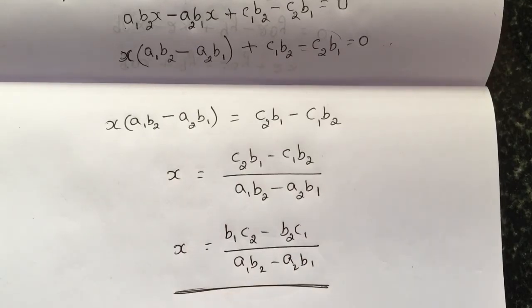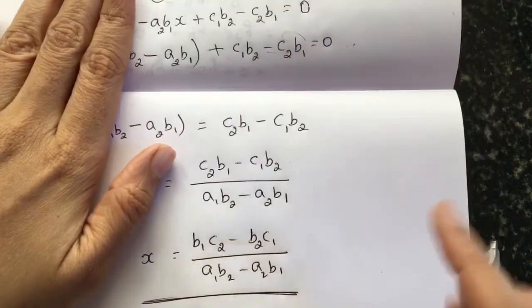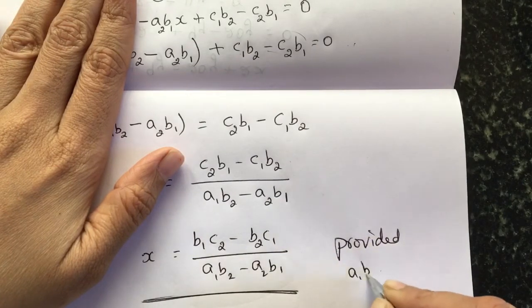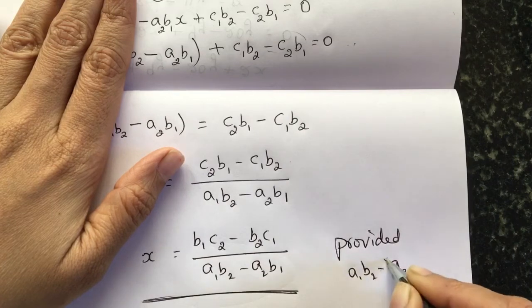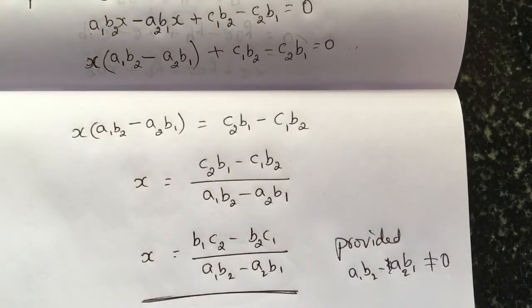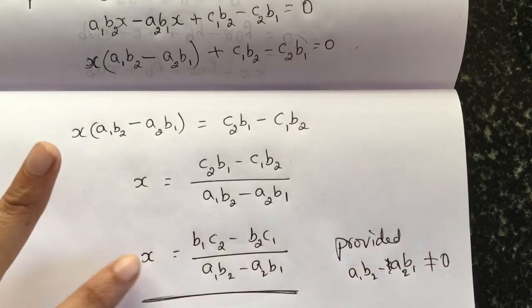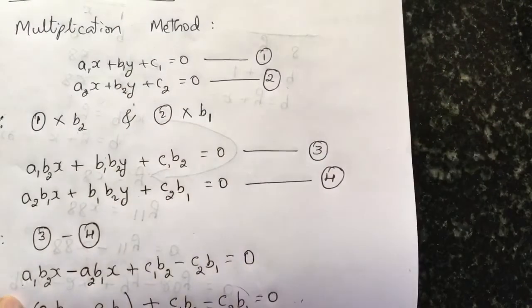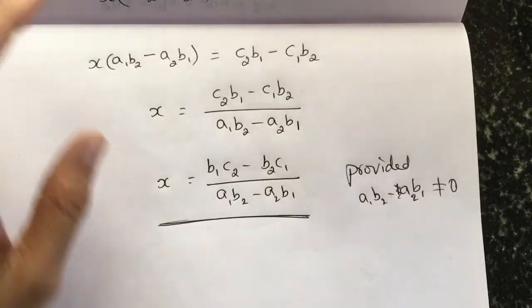Now I want to have the value of y. Remember one thing, when this is the case, this a1 b2 minus a2 b1 should not be equal to 0. Okay, provided this is true, you can use this formula. Now to get the value of y, I'll just substitute this x value in any one of the equations, either 1, 2, 3, 4, anywhere. Okay, that is step 3.